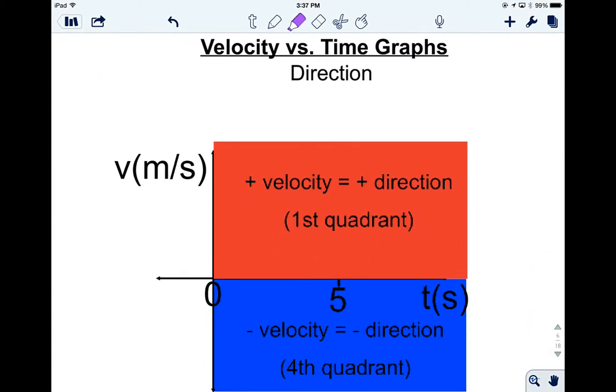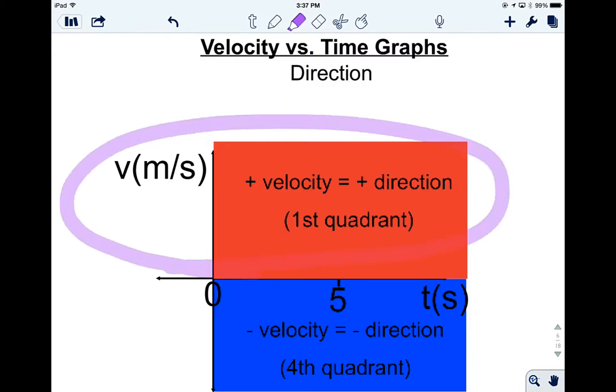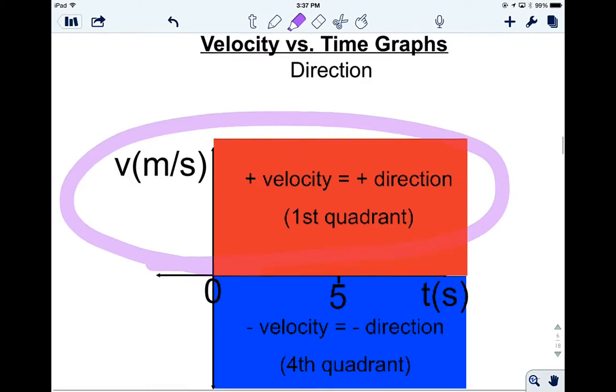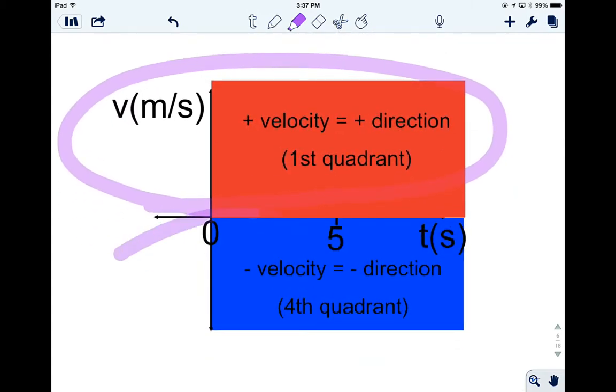As we've talked about in the past, when we talk about velocity versus time graphs, the first quadrant is where we have our positive velocity, positive direction. The fourth quadrant shows us negative velocity. In other words, things that are moving in the negative direction would have a velocity in the negative direction, and therefore those graphs would be showing up in the fourth quadrant.